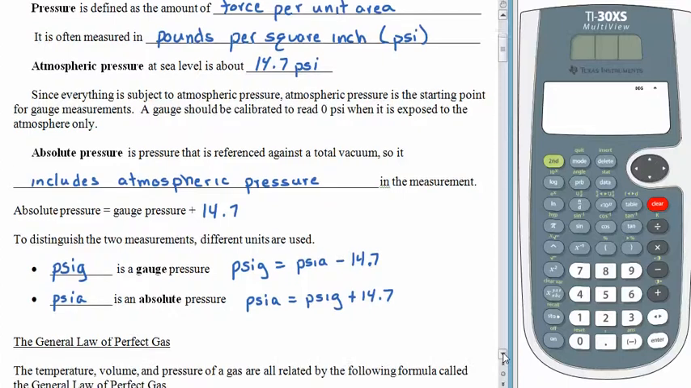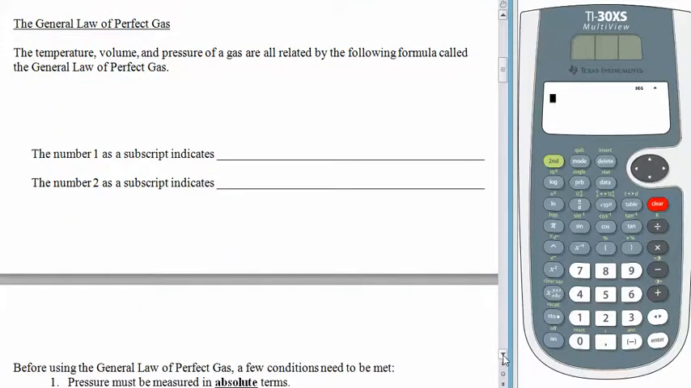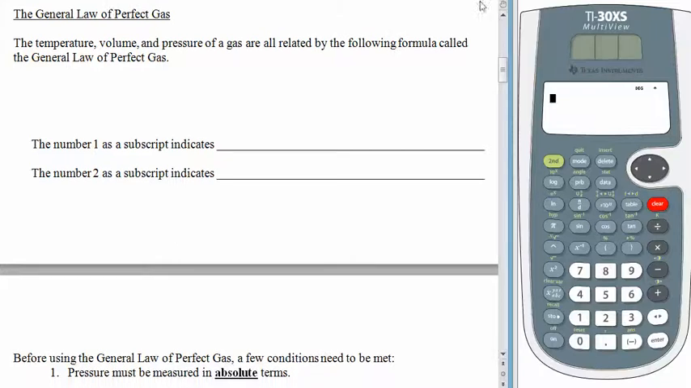The general law of perfect gas. Temperature, volume, and pressure of a gas are all related by a formula that's called the general law of perfect gas. So let's just write this down first, and then we'll talk about what it means. P1, that's P with a small subscript of 1, multiplied by V1, divided by T1, will always give us the same value. So if we had P2, we could multiply by V2 and then divide by T2.